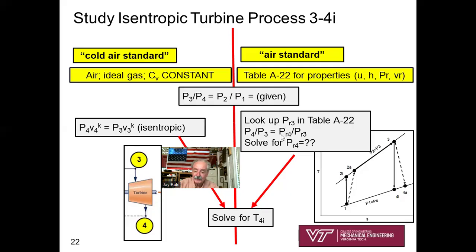So we use the isentropic relationship: P4 over P3 equals PR4 over PR3. P4 over P3 is going to be some number. PR3, well, you have the temperature T3, so you can look up PR3 in table A22 and solve for PR4. Now I've got a number for PR4. If you've got PR4, you can interpolate back for T4 isentropic, T4i, as well as H4 isentropic. Write those two numbers down.